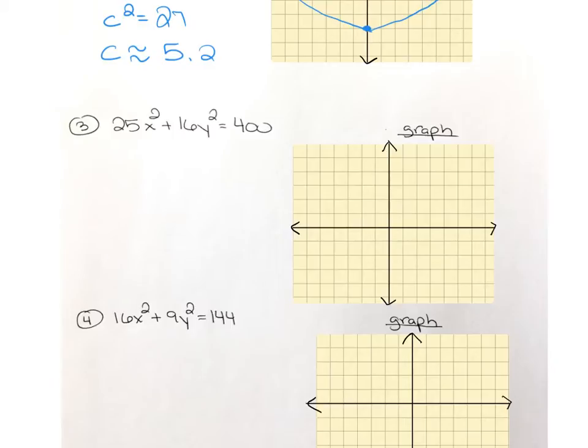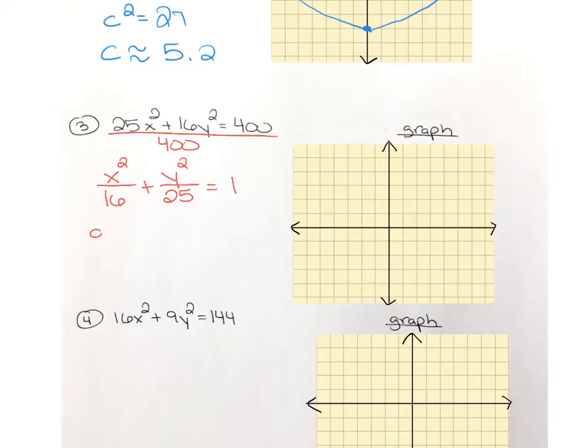The issue with number 3 is that it doesn't have fractions, first off, and second of all, it's not equal to 1. So what you need to do is divide everything by 400 in order to get this equal to 1. To start, for an ellipse to graph it, it has to be equal to 1. So you're going to have x squared over 25 divided by 400, 25 goes into 400 16 times, plus 16 divided by 400, that's going to go in 25 times, and then that's going to be equal to 1.